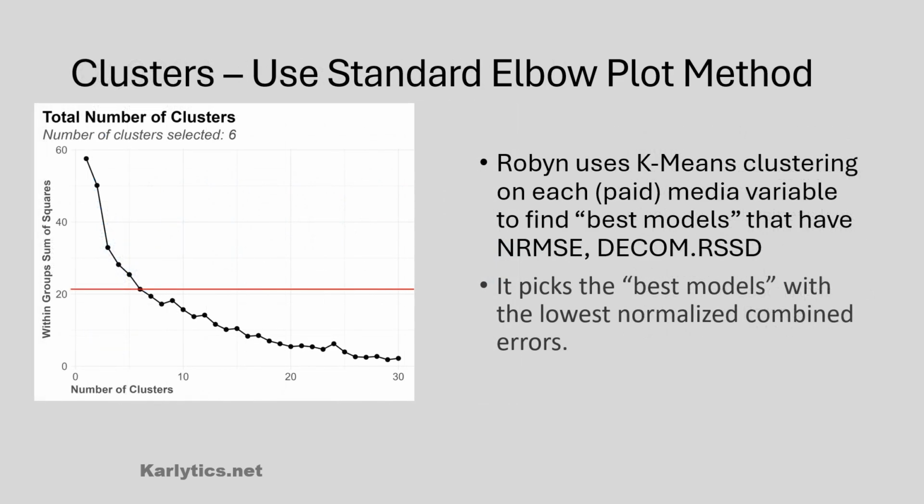Robyn evaluates initial models based on NRMSE and decomp RSSD to balance prediction accuracy and stability of media effect decomposition. Channels with high spend intensity and similar budget ranges are likely to fall into the same clusters as their media effectiveness and may exhibit similar diminishing returns behavior. Robyn accounts for the lagged effects of media on sales or conversions.